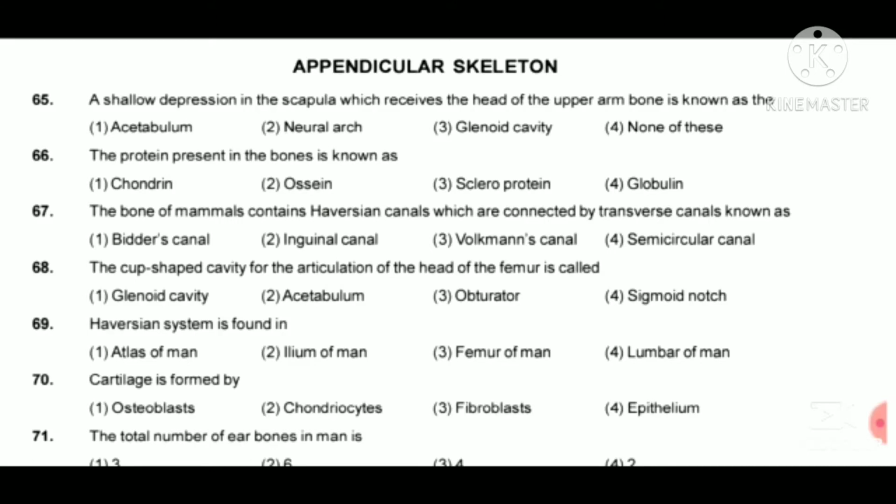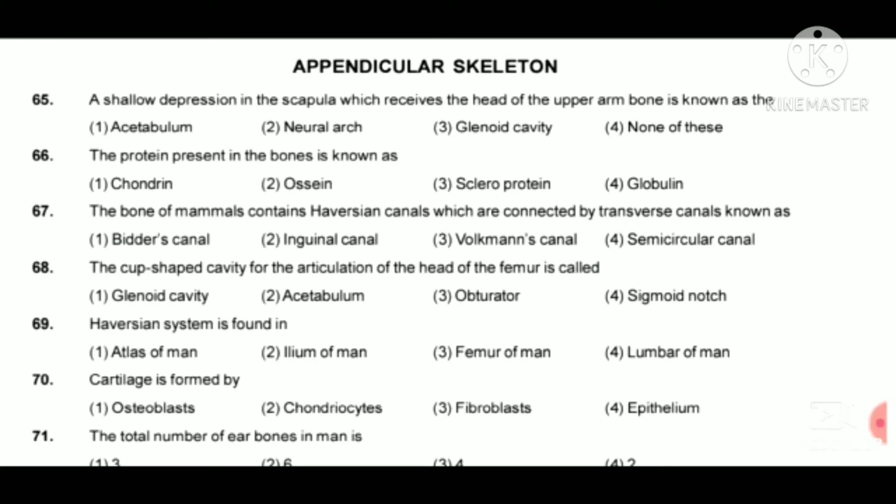Now first, what is the scapula? The scapula is also known as the shoulder bone. It connects the humerus, the upper arm bone, with the clavicle or collarbone. The first option is acetabulum. It is a deep cup-shaped structure that encloses the head of the femur at the hip region. The second is neural arch. It is a curved dorsal section of the vertebra enclosing the canal through which the spinal cord passes. The third is glenoid cavity. It is the site at which the scapula articulates with the proximal end of the humerus. And the fourth is none of these. So the answer is option number 3, glenoid cavity.